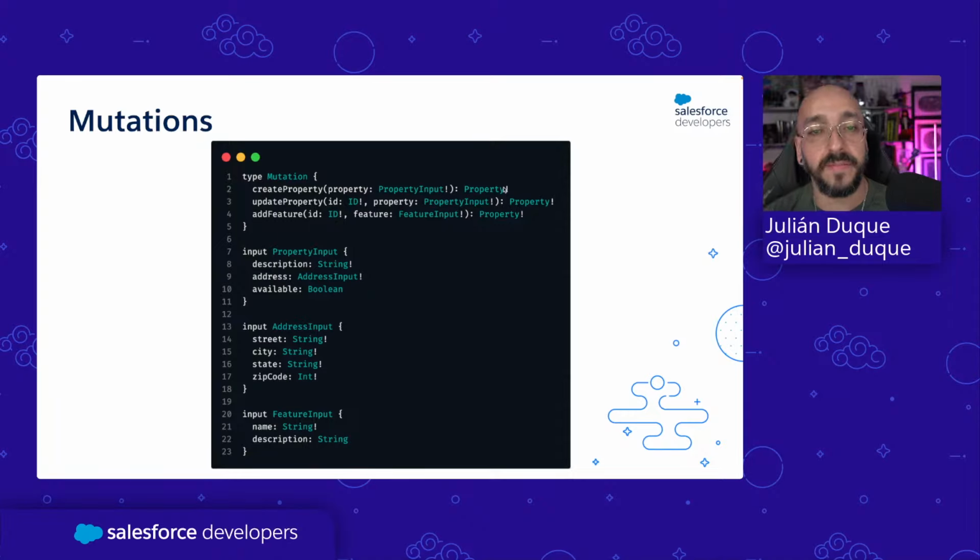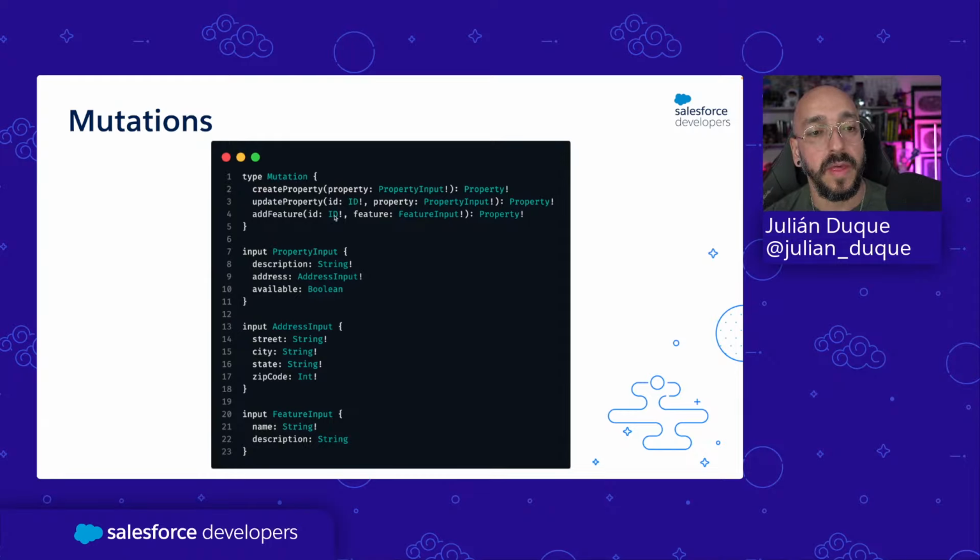and it will return the property that has been created. I have an update property mutation that needs the ID of the property I want to update and the specific property input with the fields I'm going to be updating for that property. And I will return the updated property.